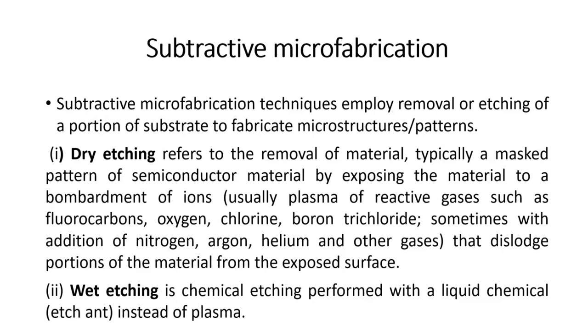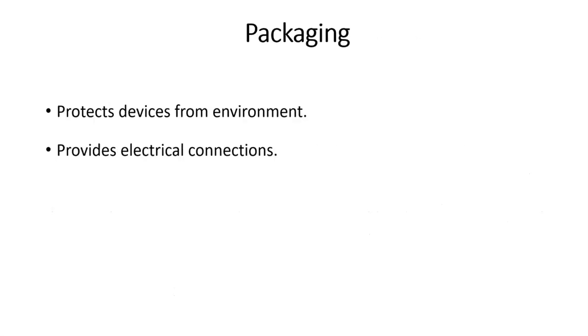Dry etching refers to the removal of material, typically a masked pattern of semiconductor, by exposing the material to a bombardment of ions that dislodge portions of the material from the exposed surface. Next one is called wet etching. It is a chemical etching process which uses a liquid chemical instead of plasma.